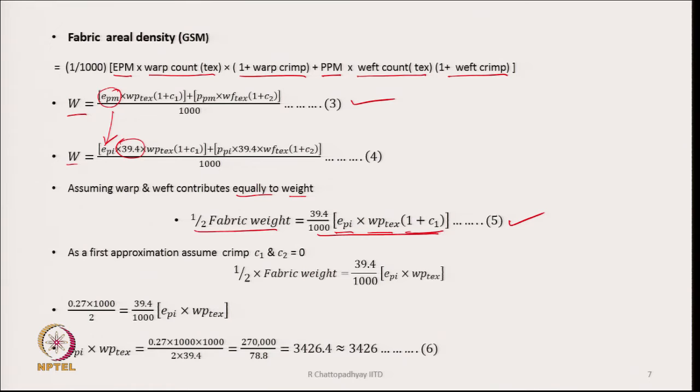Now comes another important assumption, which sometimes may not be possible to do also, that is what should be the crimp value, that value of C1. Now, crimp is always there in any woven fabric, but it is very difficult to really predict the crimp in advance. Crimp can be measured once the fabric is made. After that, we can easily find out what is the crimp in warp and weft.